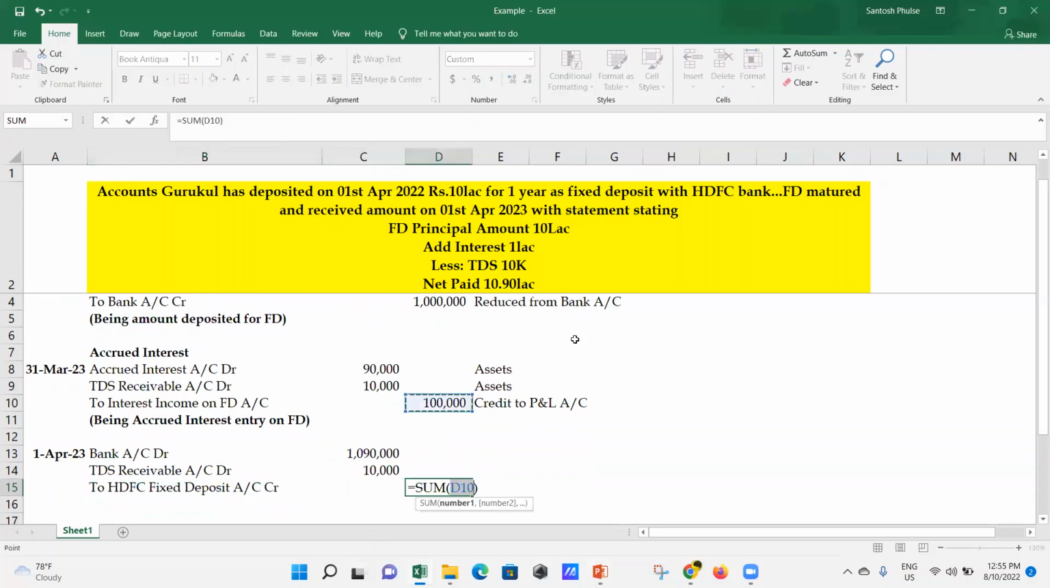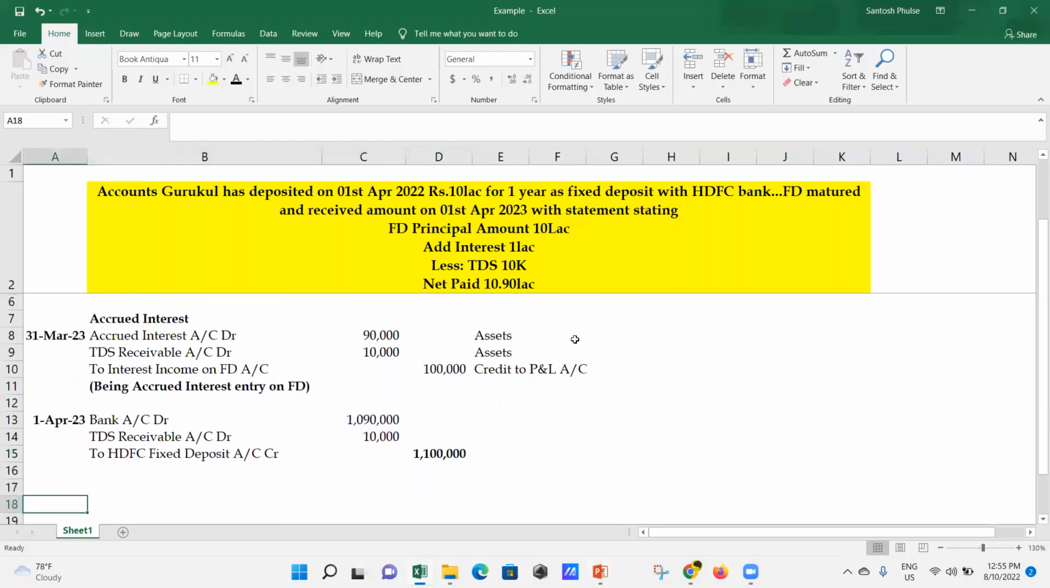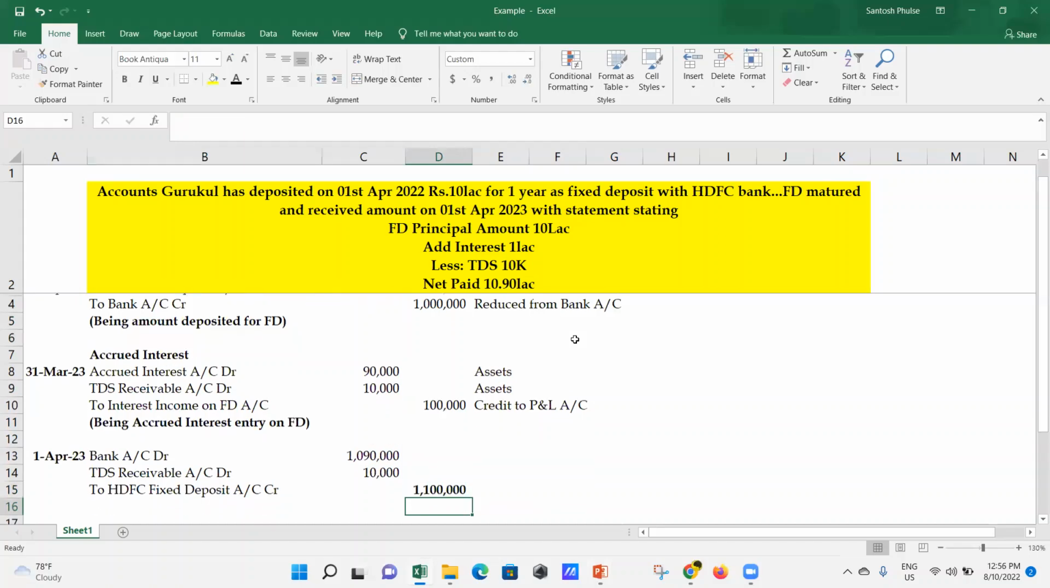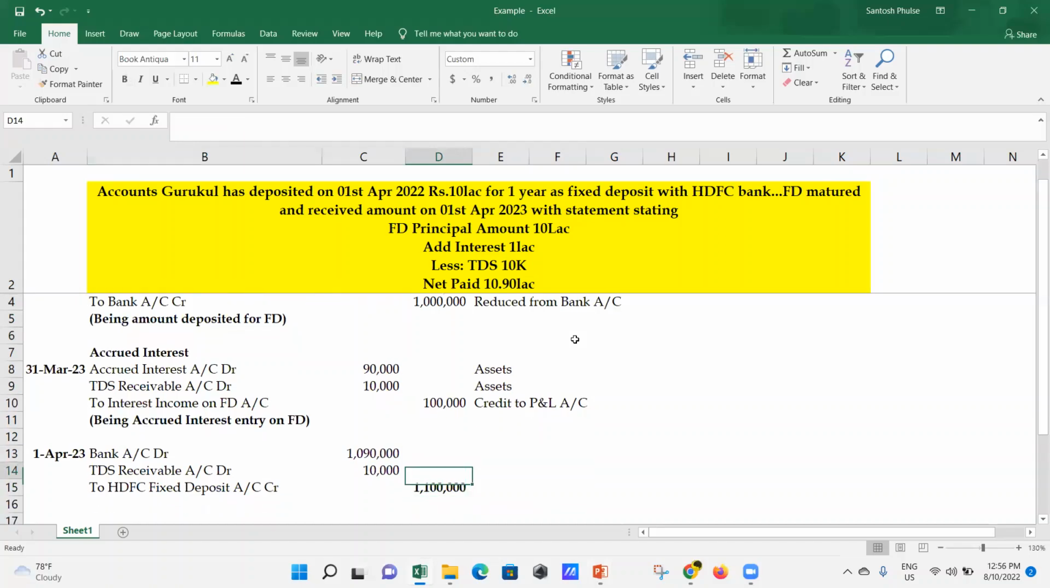It's going to be credit of around 11 lakh. Now, if you see here, in the first entry, the SDFC fixed deposits account is debited 10 lakh, but here we are crediting 11 lakh. So 1 lakh is a credit balance in the SDFC fixed deposit account, and that's related to interest. So we have to close the SDFC fixed deposit account. So we have to take the entry for this as well.